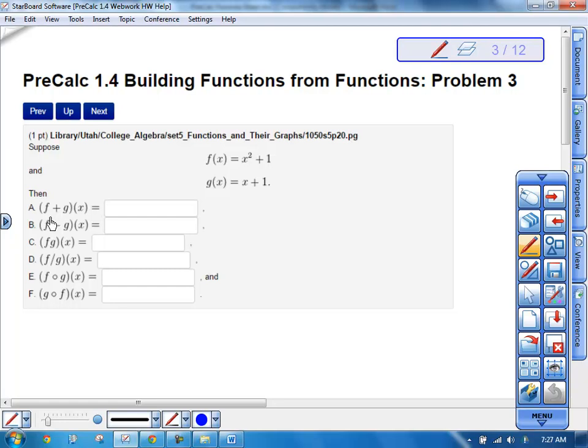All right, more operations with functions. This one just says add the two functions together. That's all that means. So when you add them together, you get x squared plus x plus 2. And that goes right here. All you do is add them together like you would normally add functions.